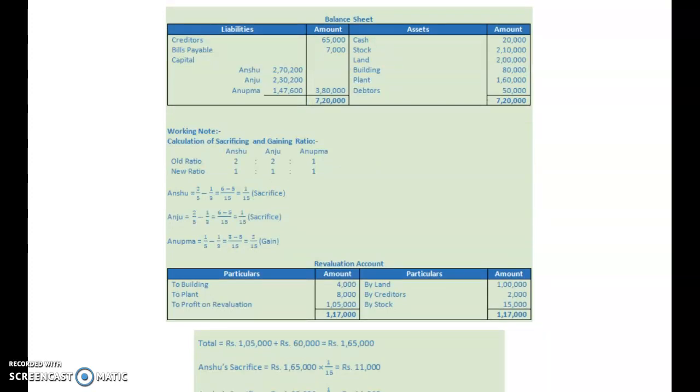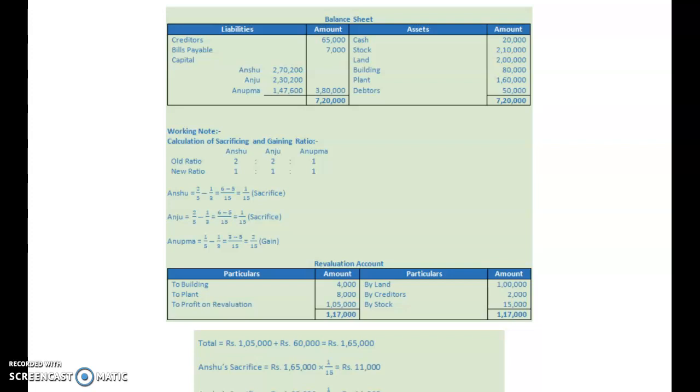After this, what will we do? We will have the result of the revaluation account, and we have calculated here that there is a profit on revaluation of rupees 1,05,000. The credit side is exceeding the debit side. The profit on revaluation is 1,05,000.